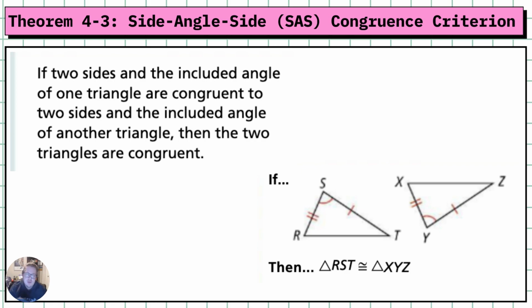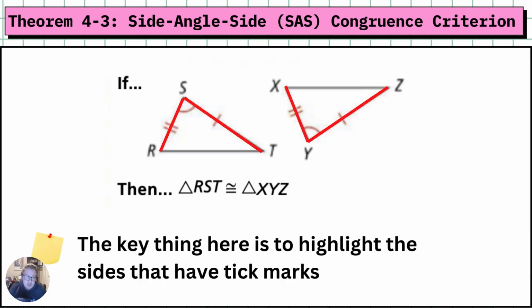Now, so side angle side. This is the book definition, but really what you need to know, in the whole section, when you're working with two triangles and trying to prove they're congruent using whatever method, what I like to do, and you can see here, is highlight those congruent sides. Normally I'll also highlight the angle, but mostly the sides are the really important part. That's going to tell you a lot of information.